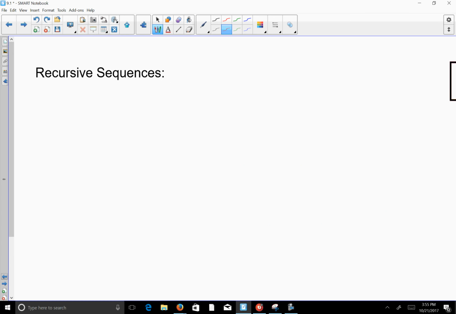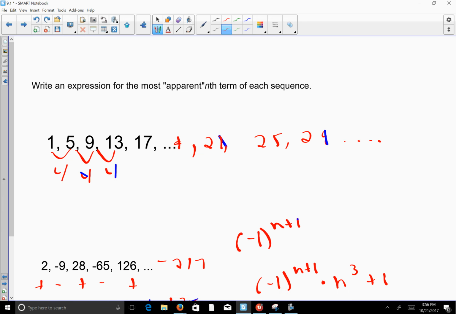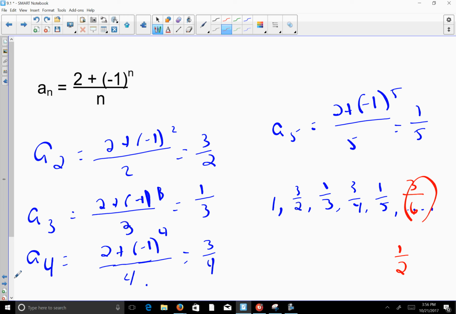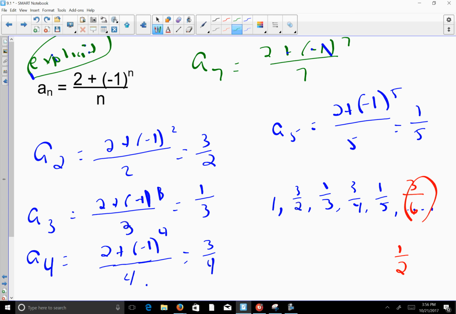Okay, recursive sequences. All these ones back here, like when I first started, if I want, let's say, the 7th term, all I have to do is substitute in 7, and I will get the answer for the 7th term. If I want the 125th term, all I would have to do is put in 125. These formulas are called explicit, because you don't need anything else. You just need to know the formula and the number of the term that you're on.